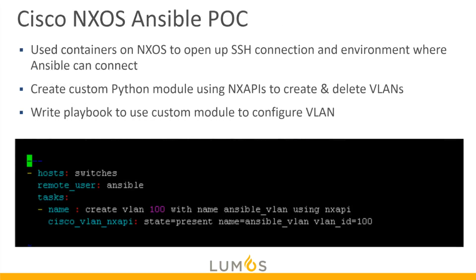For instance, with NX-OS, we use containers on NX-OS to open up an SSH connection where Ansible can connect. We can create custom Python modules using NX-API, and we'll talk about NX-API in the next module. For instance, here to create and delete VLANs, and we could write playbooks to use custom modules to then configure various VLANs.